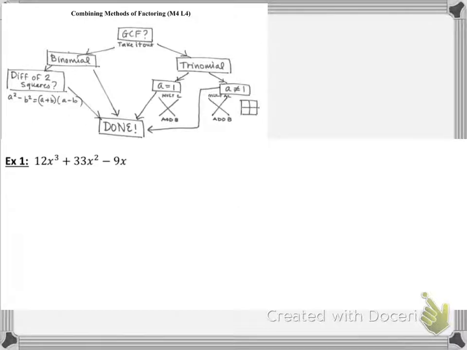Okay, so if you look at the flow chart, we're always going to start by thinking about the GCF. So you're always going to ask yourself, is there a GCF? And if there is, you want to take out the GCF first. So if I look at example 1 down here, 12x to the third plus 33x squared minus 9x. So I'm asking GCF.